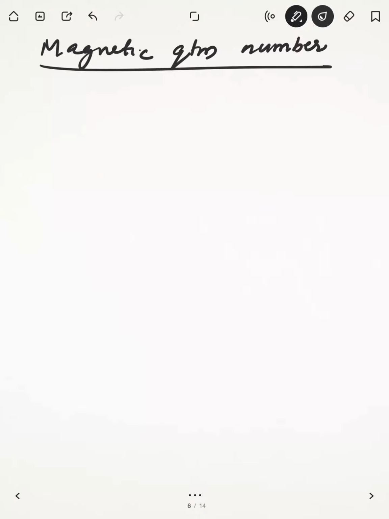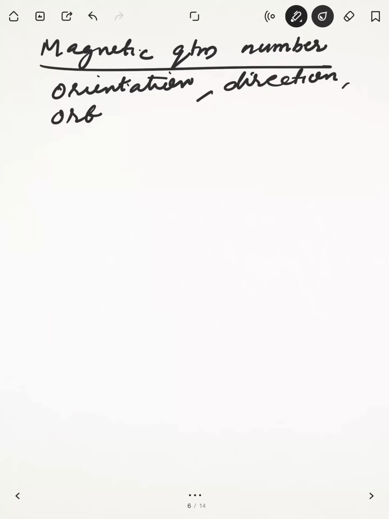Next is magnetic quantum number. This gives the orientation or direction, and it denotes the orbital. So n orbit, L subshell, and M or ML, that is orbital. What is meant by this direction? What is meant by this orientation?